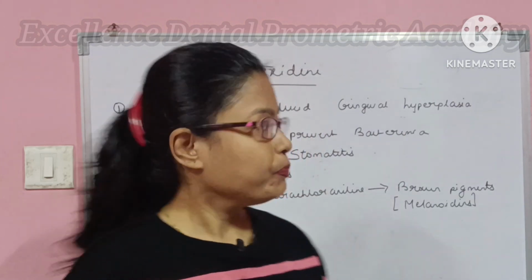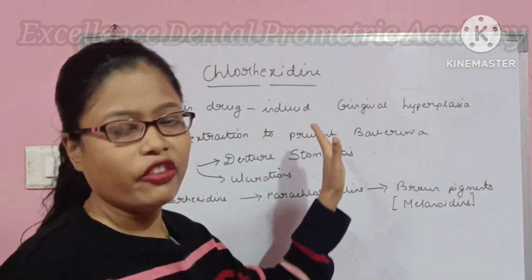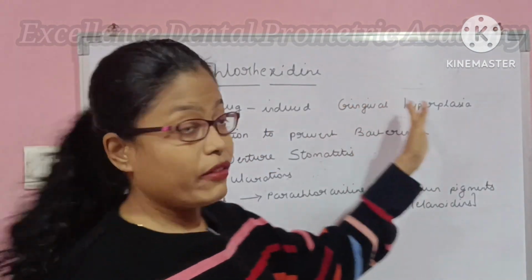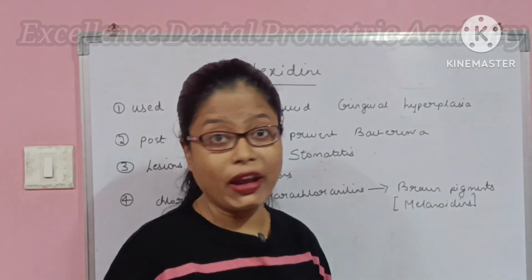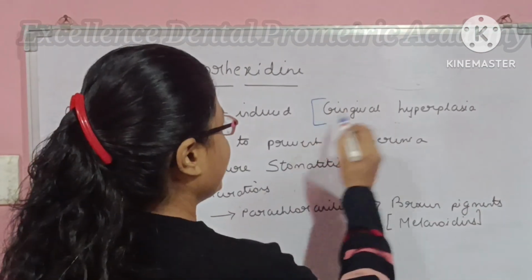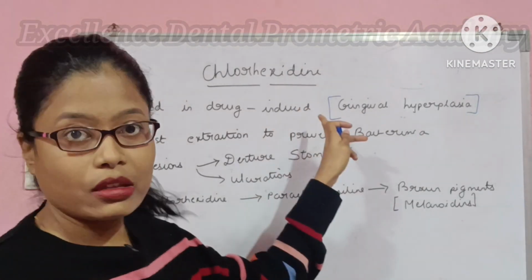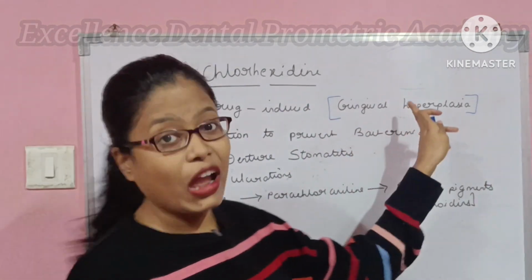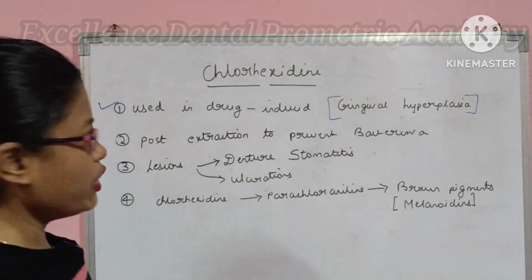the chlorhexidine. Okay, so chlorhexidine is used in the treatment of drug-induced gingival hyperplasia. So this is something I think a majority of you might be aware of. So it is used in the treatment of drug-induced gingival hyperplasia. So that covers the first point.